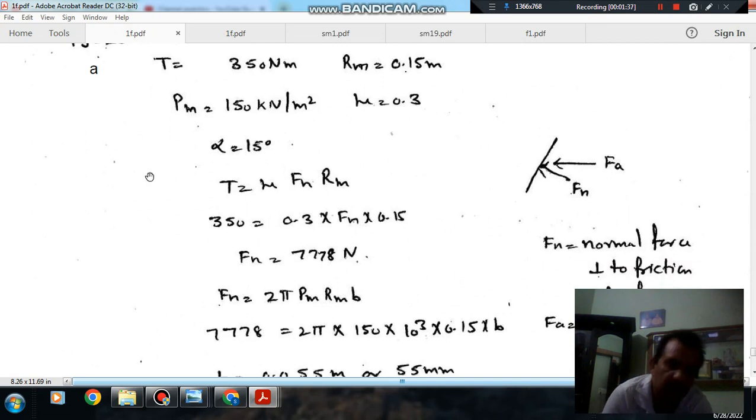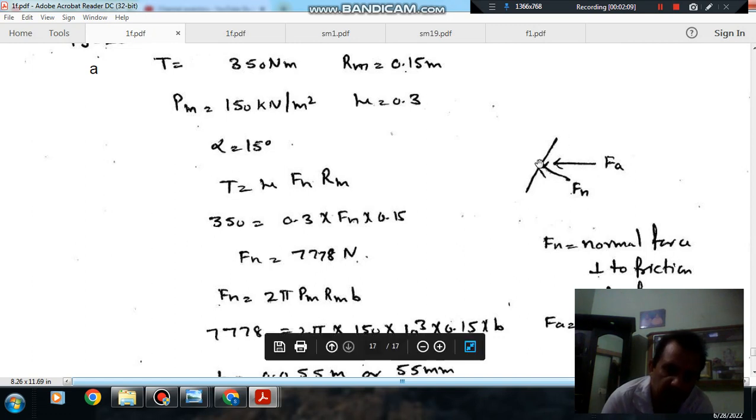Now in case of clutch, the general formula for torque transmitted is mu Fn Rm. So mu is the coefficient of friction, Fn is the normal force, and Rm is the mean radius. The torque transmitted is 350, mu is 0.3, and mean radius is 0.15. So from this we can calculate Fn as 7778 Newton. This force is acting perpendicular to the surface.